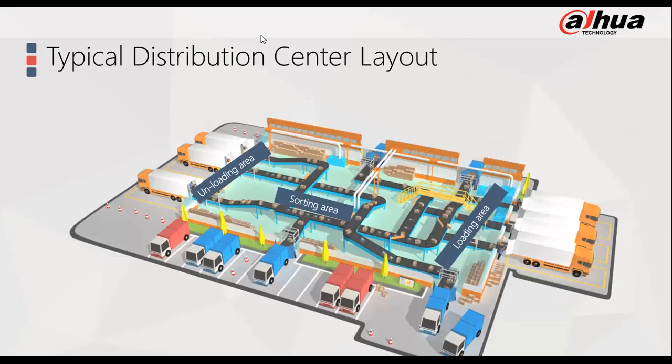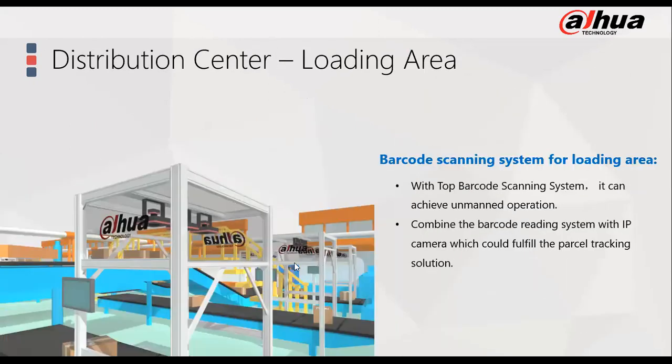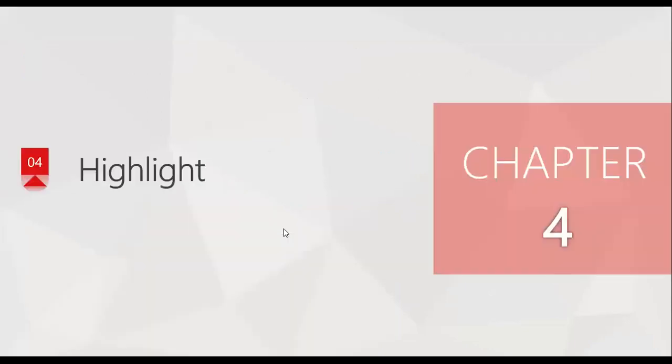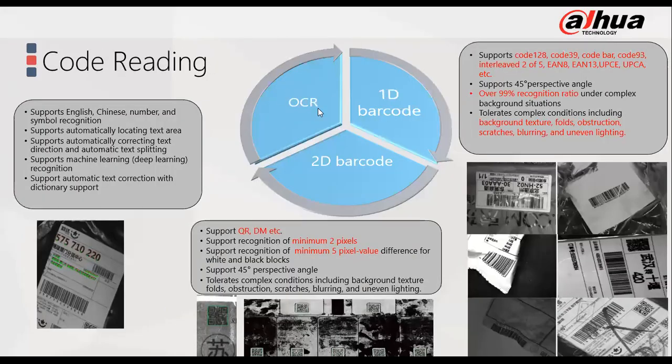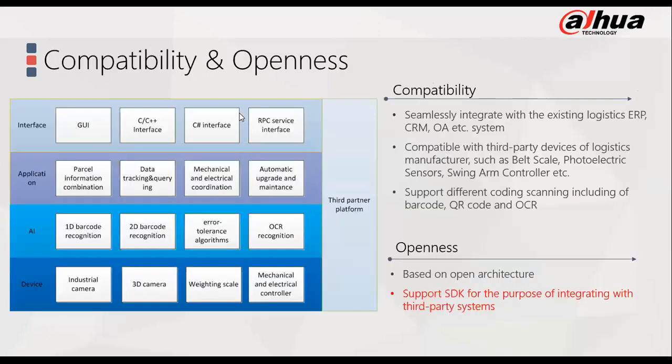Also a typical application for the distribution center. You can see from the loading side to the unloading side, the products come in and are being scanned. You can also do parcel tracking for that product. So it's like an entry and exit solution for products for a warehouse solution instead of vehicles. We have high performance 3D laser algorithms, and you can create a visual product from an existing physical product.